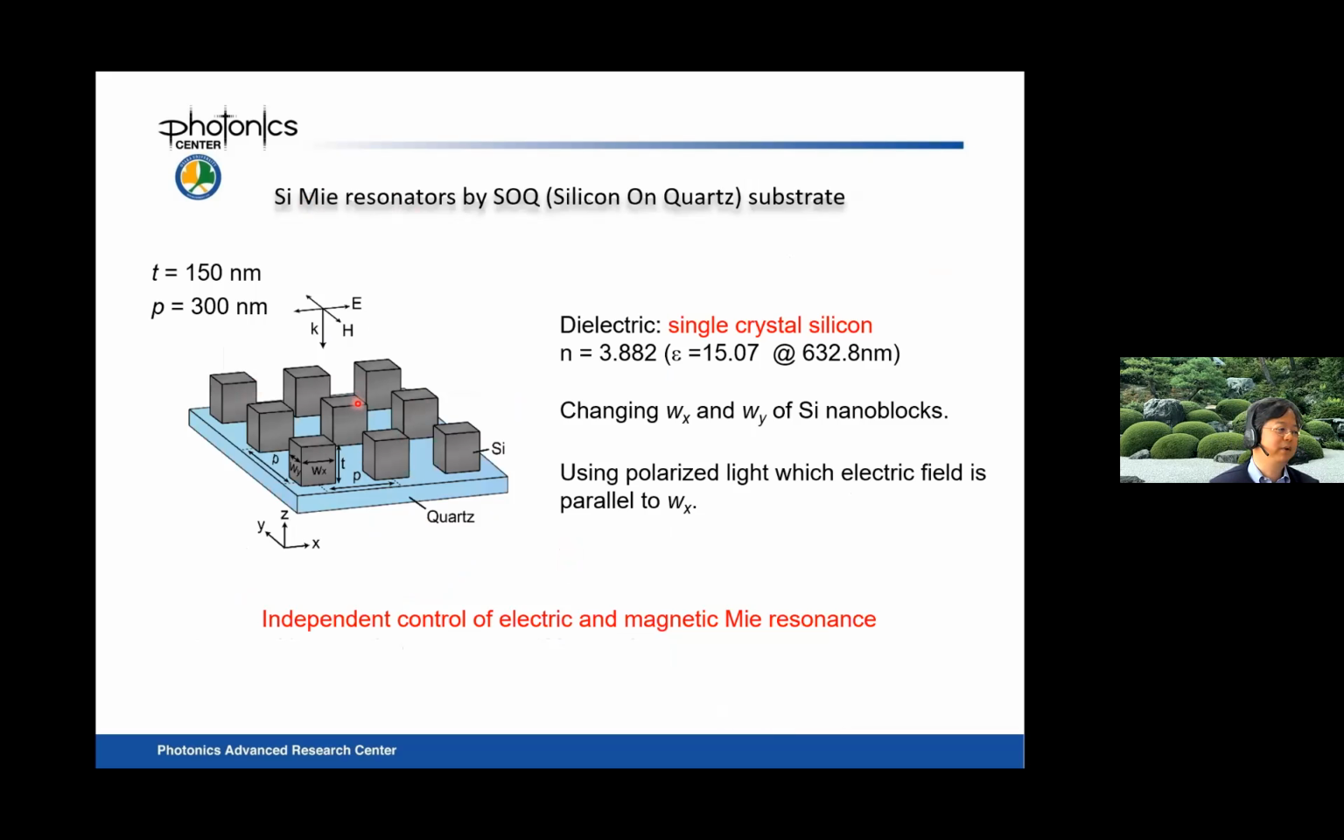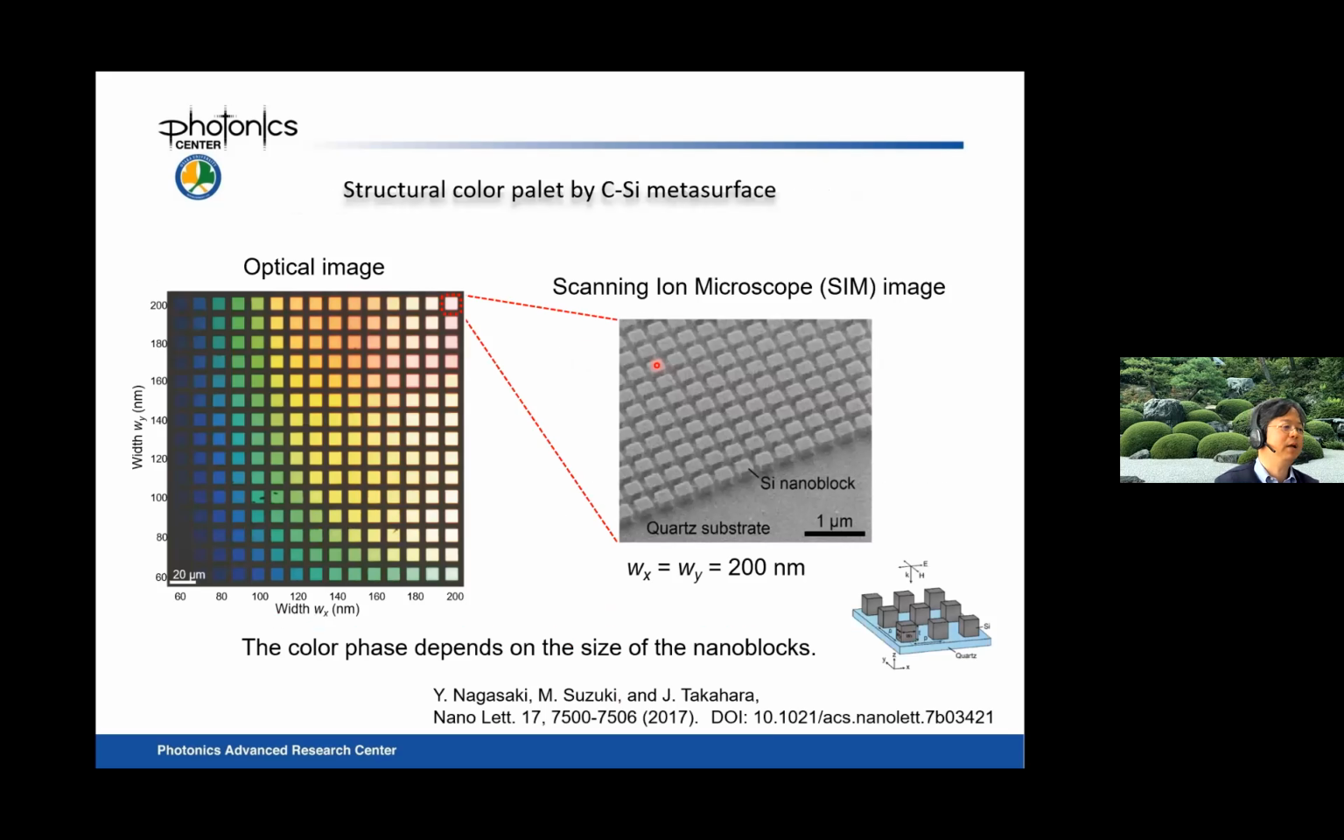This is a very simple structure, a silicon cube. The thickness is only 150 nanometers. This is a single crystal silicon. Silicon is a typical material of high refractive index, 3.88, very high. This is the result. Here you can see a silicon nanoblock, and we can achieve the color palette by using only the silicon.